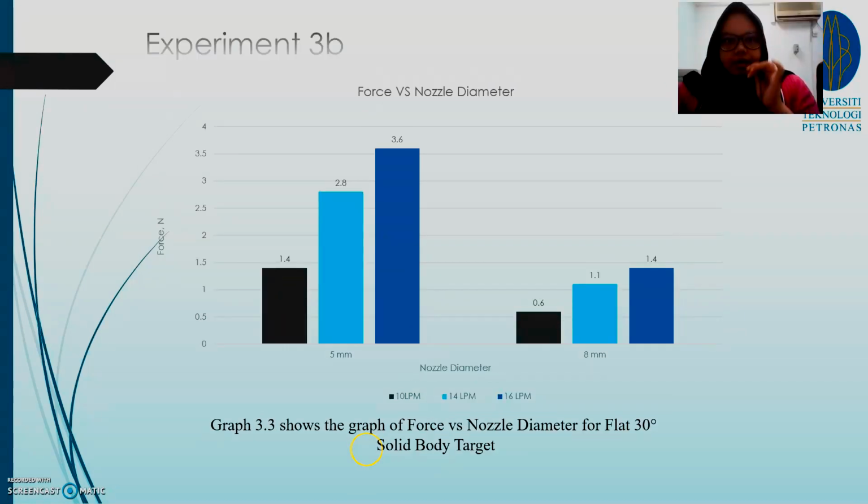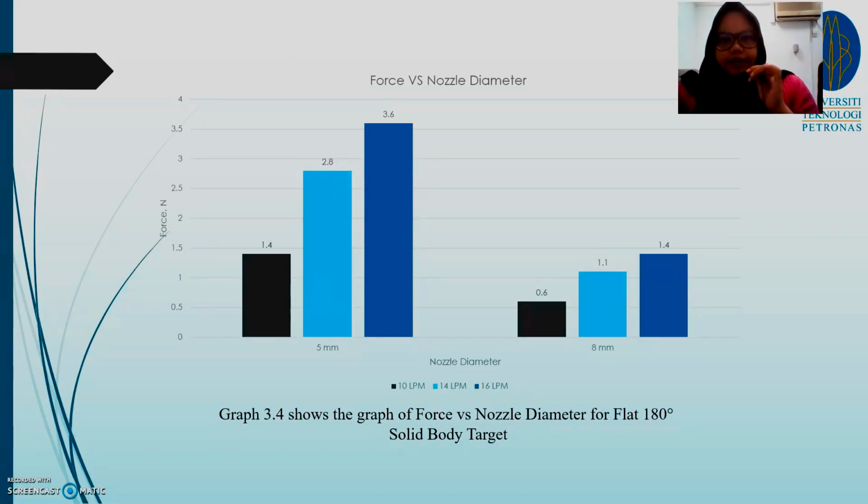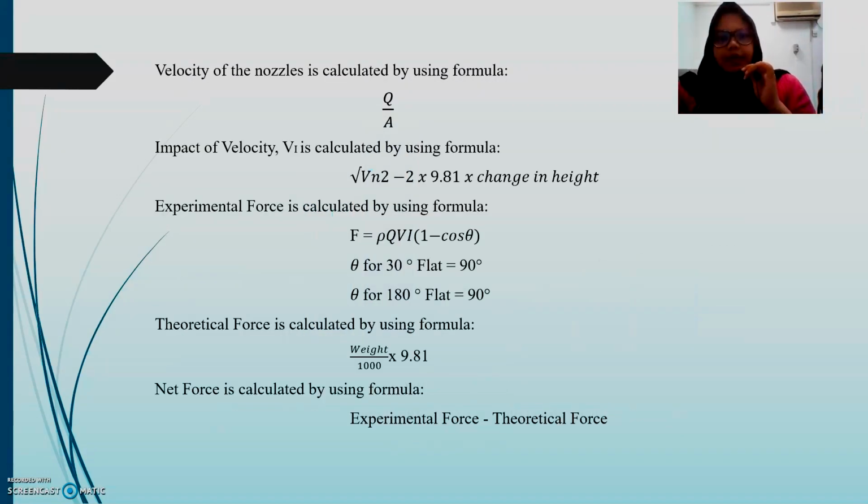There are two graphs for experiment 3B. The first one is force versus nozzle diameter for the flat 30-degree solid body target. The second graph is force versus nozzle diameter for the flat 180-degree solid body target. There are 5 main things that were calculated for experiment 3B, which are velocity of the nozzles, impact velocity, experimental force, theoretical force, and finally net force.